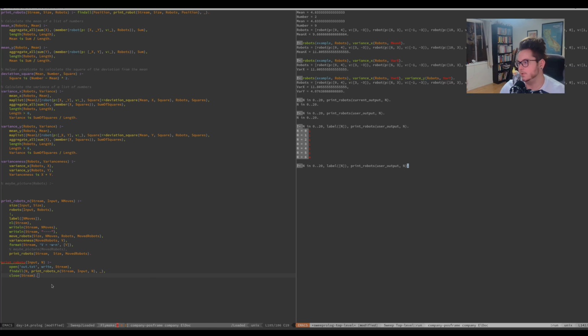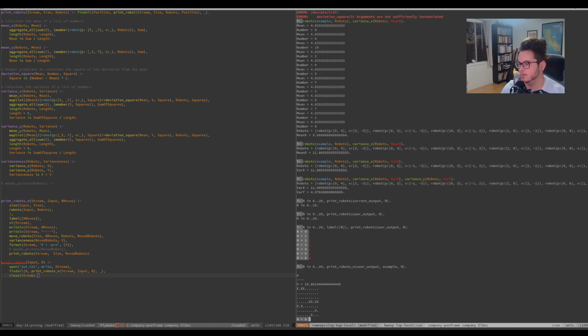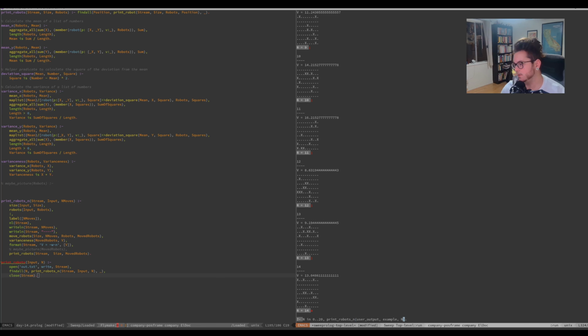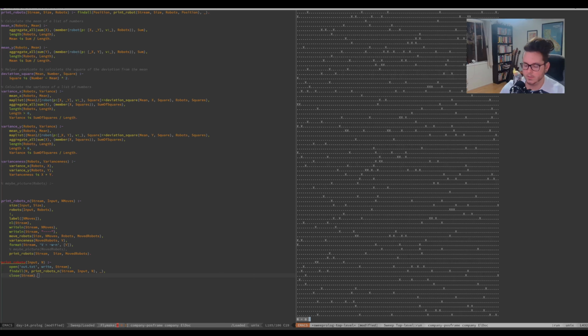We want print robots in. That's why. Stream, input, we want example. And in. Okay, so these all have like values. Okay, let's try to look at the real input. Oh man, what the heck?